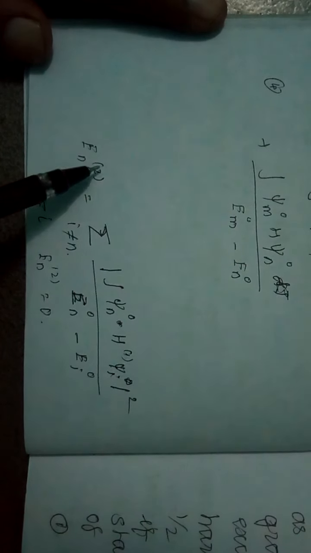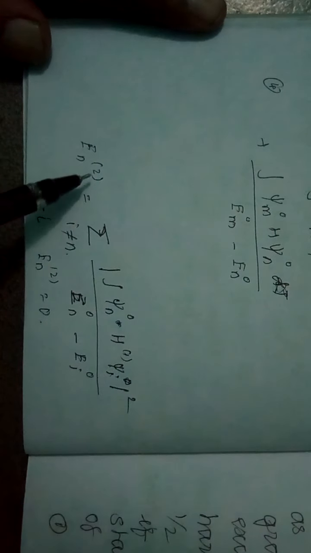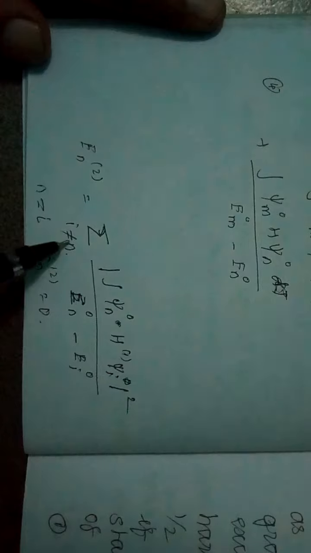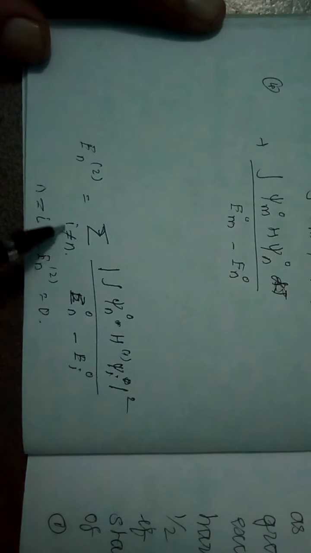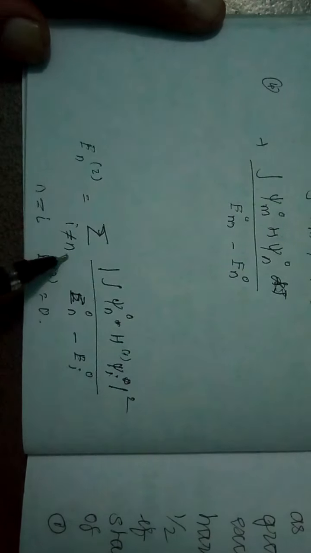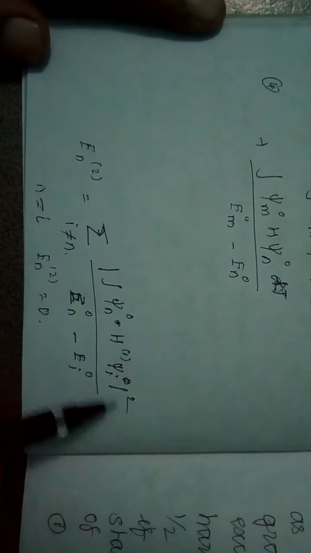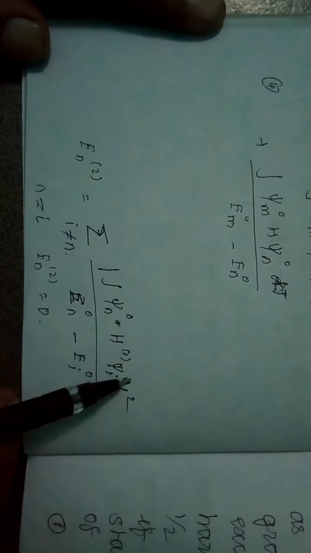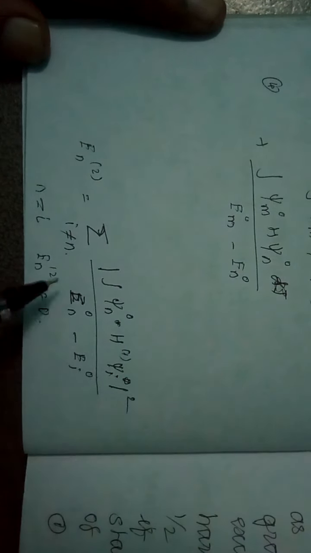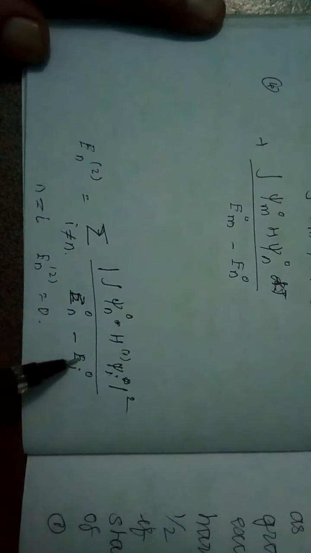Like that, we can also consider the second order correction. The second order correction En⁽²⁾ will become the sum over i not equal to n. i should not be equal to n; these are the 2 levels. It is the modulus of the integral of ψn⁰ H ψi⁰, whole squared, divided by En⁰ minus Ei⁰.